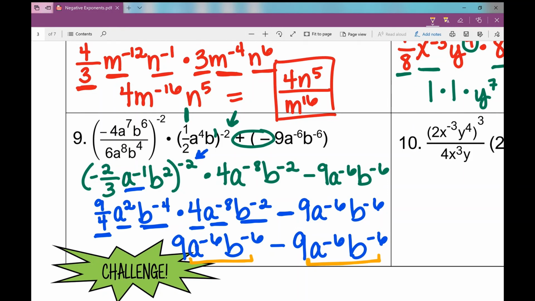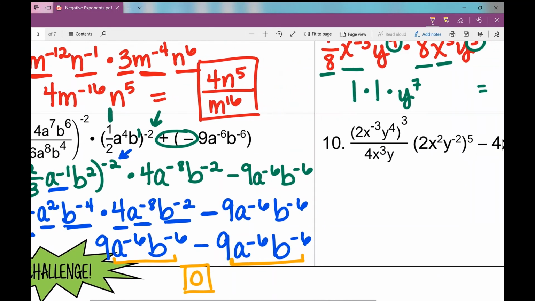When I have like terms, I can combine them. How do I combine them? Combine their coefficients. What's 9 minus 9? That goes away. 9a to the negative 6 times b to the negative 6 minus 9a to the negative 6, b to the negative 6. What do I get? I get 0. I get nothing. 0 is your answer.